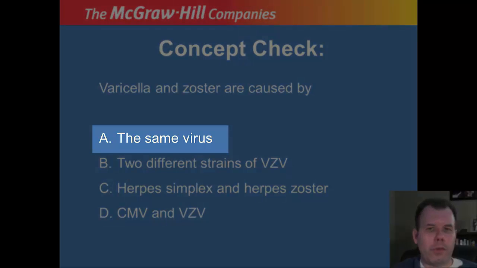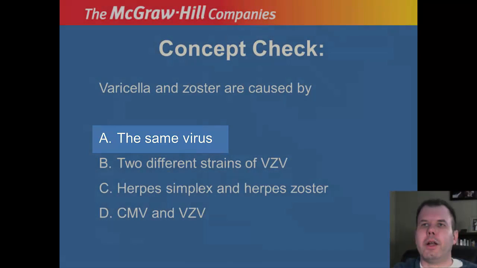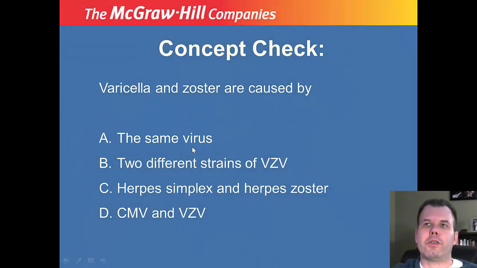And if you said the same strains, you got it right. You knew that already, right? And so Varicella and zoster are the same virus. One causes chickenpox, the other one causes the shingles. And again, it's through the progression over a long period of time, incubating in the nerves.